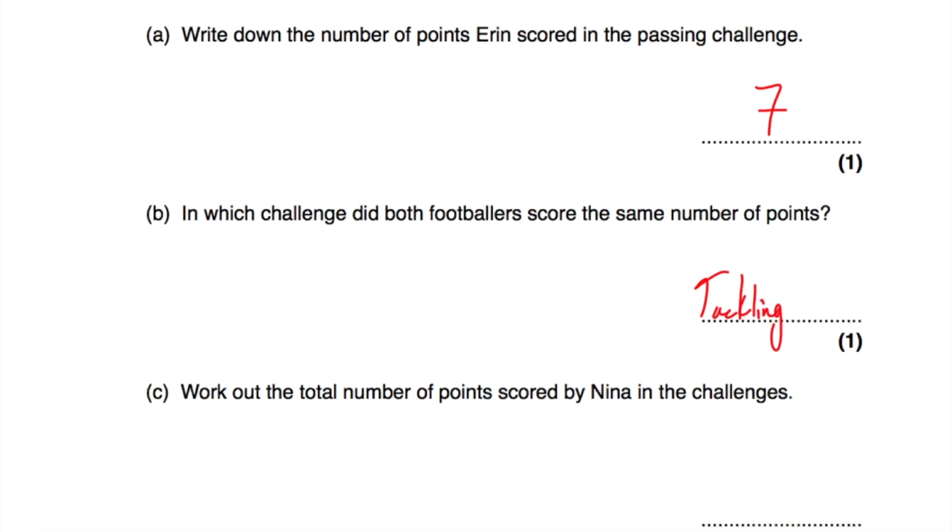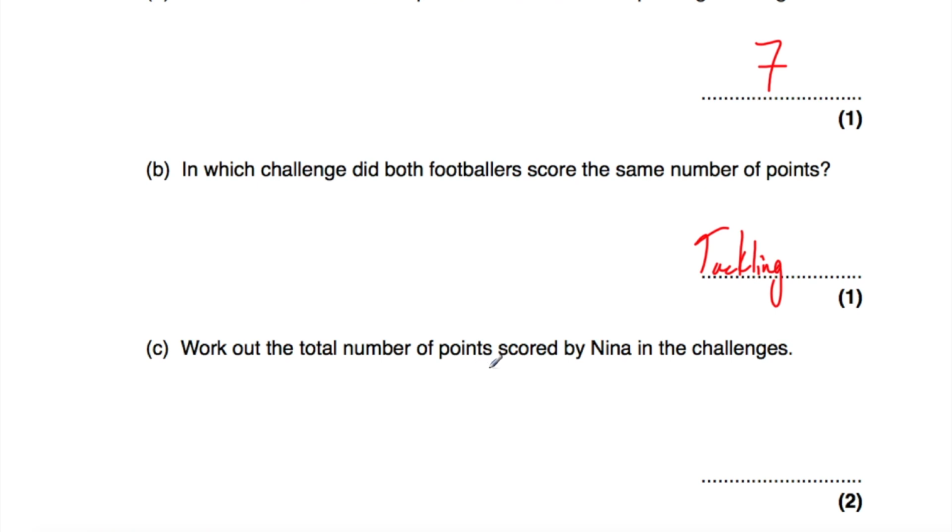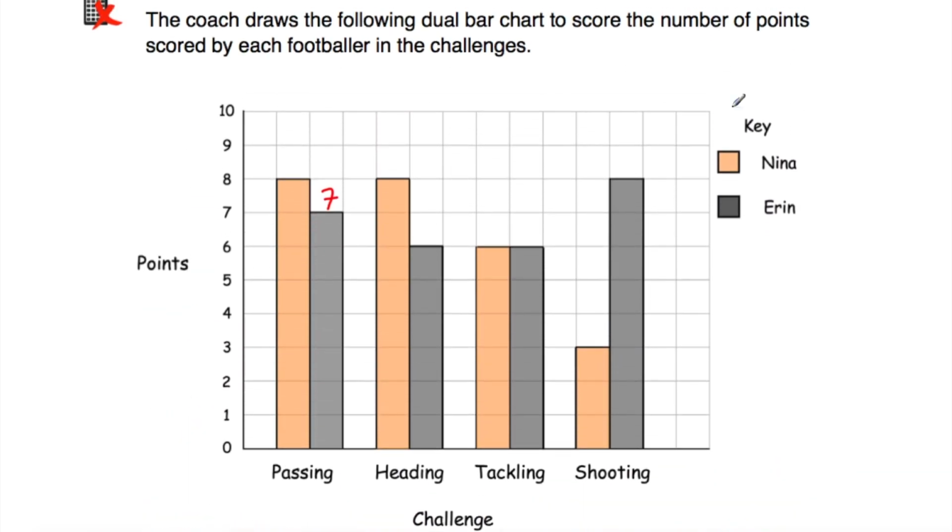Okay, and part C says work out the total number of points scored by Nina in the challenges. So we want to find the total number of points that Nina scored in the challenges. In terms of the challenges, Nina is the orange bar. So we want to find the number of points for the orange bar for passing, heading, tackling and shooting, and then add them all up. So for shooting, Nina scored 8 points. For heading, Nina scored 8 points in that challenge. In the tackling challenge, Nina scored 6 points.